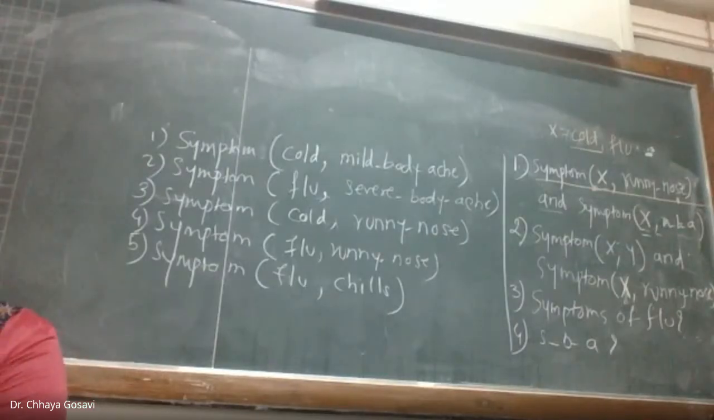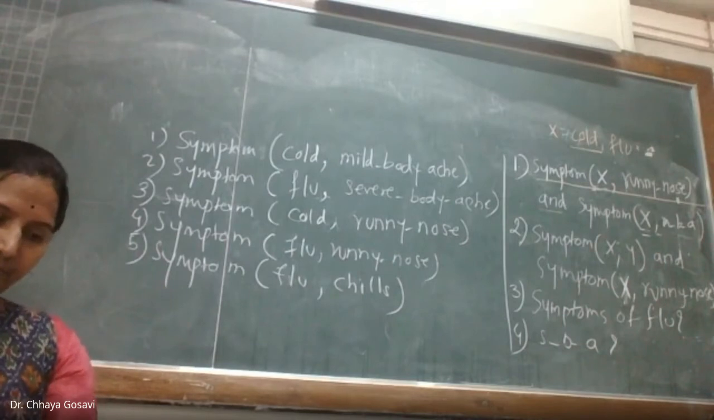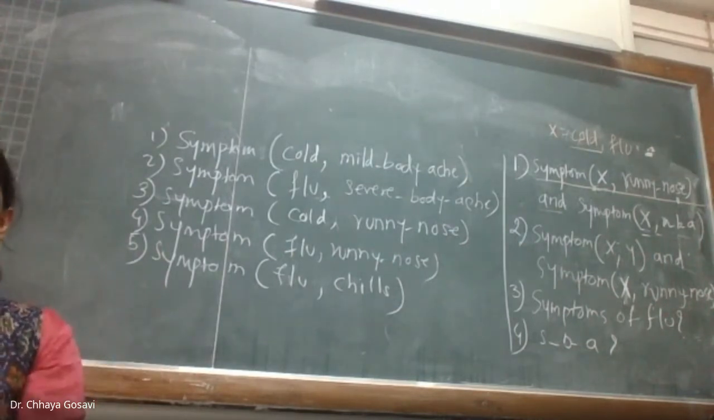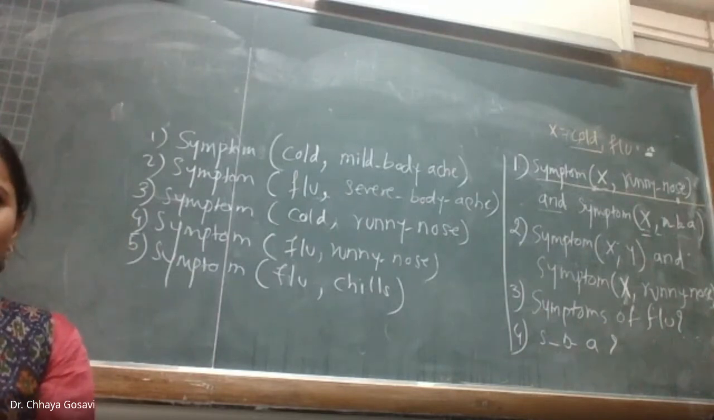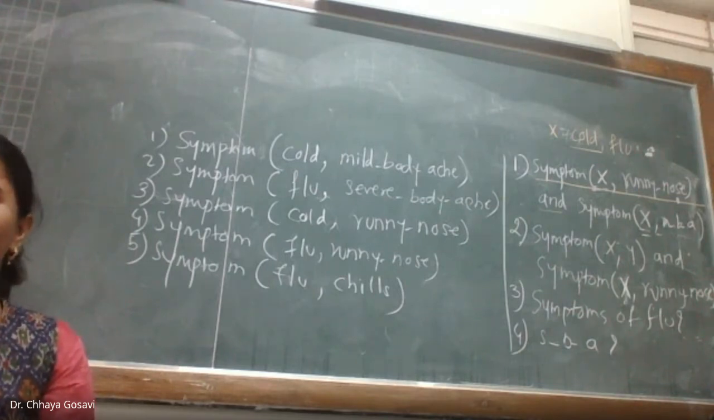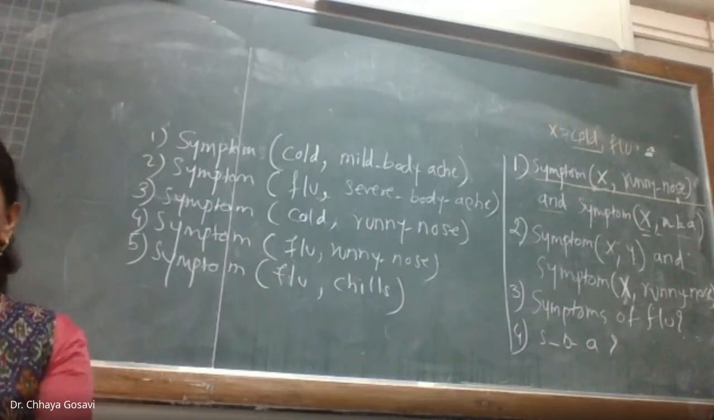I'll just revise what we have seen in the first lecture, the theory part. In logic programming, the Prolog program consists of logic, that is rules, and facts. What are the facts? Statements or predicates which are either true or false. But when we say it's a fact, it should be true.